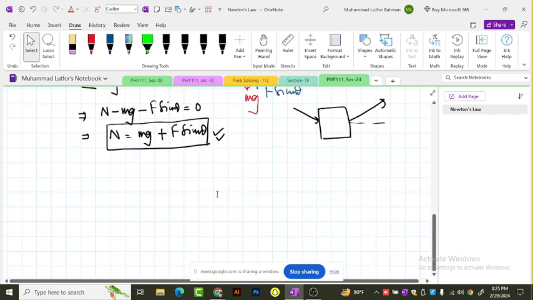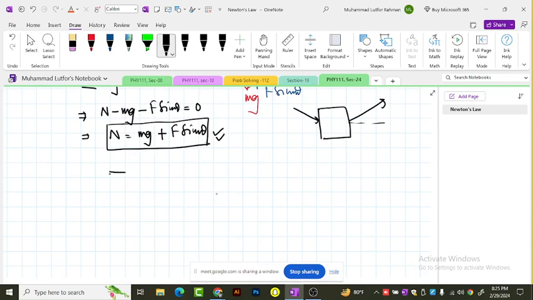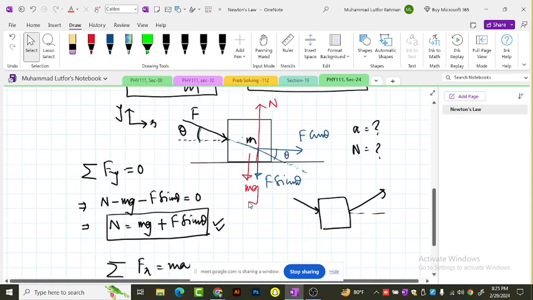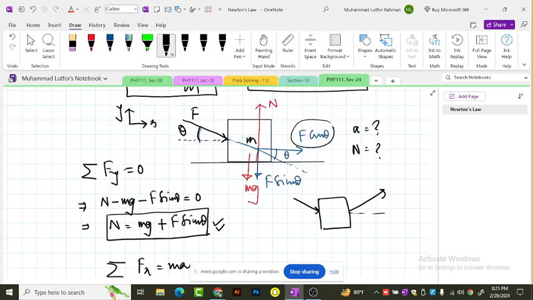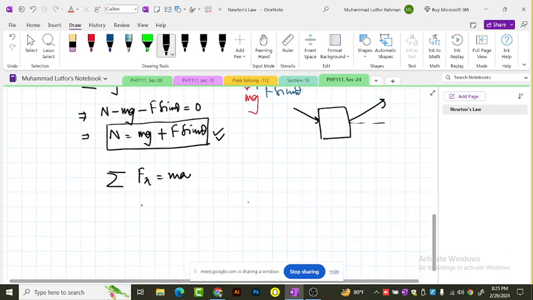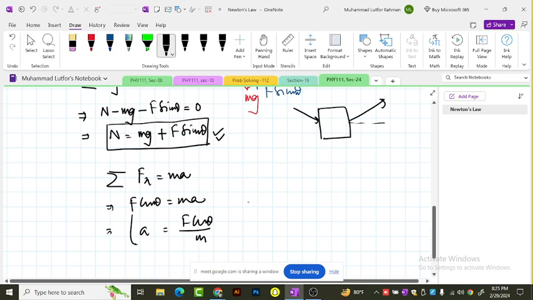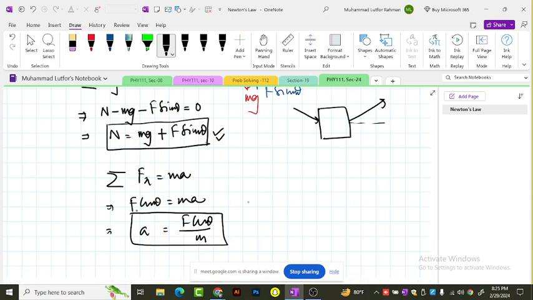Fine. So what about the acceleration? Acceleration will remain the same because there is only one force along the x direction in this diagram. Again, I have only this force, which is F cosine theta. Then I am supposed to write F cosine theta must be equal to ma, or a would be simply F cosine theta divided by m. So that's why the acceleration will remain the same in this case. The acceleration is not going to change at all. Is that okay?